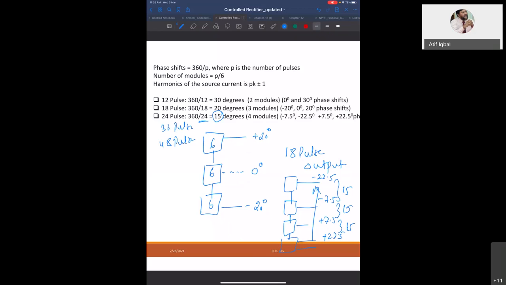So how many modules do you need? What should be the phase shift between each module? That you can find out from this general formula. And what should be the harmonics of the source current you get from here? If you have 12 pulse, it is 12K plus minus 1, which is equal to 11, 13, and so on. If you have 24 pulse, then it will be 24K plus minus 1, which gives you 23, 25, and so on. So the most dominant will be 23. So the harmonic number has increased a lot.